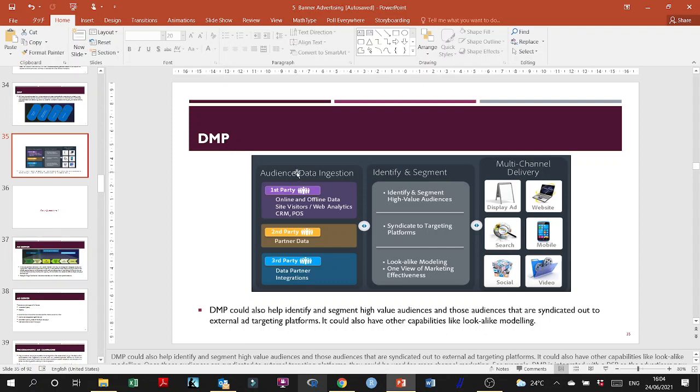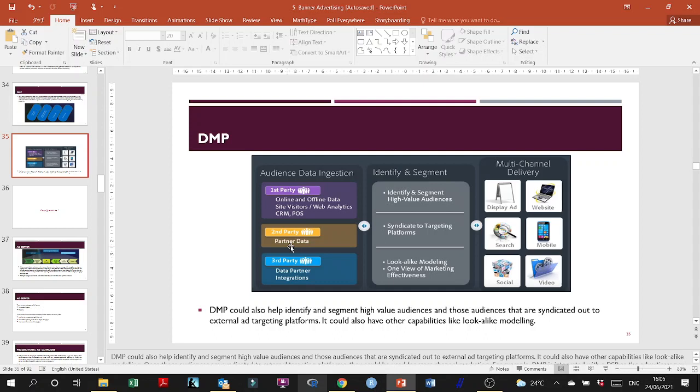Let's take a look at this very interesting slide. So over here I have the audience data ingestion. It comes from the first party data. This is online and offline data on site visitors, like web analytics, CRM data and point of sale data. If it is not crunched and it is just collected from the company as is, it's also considered first party data.